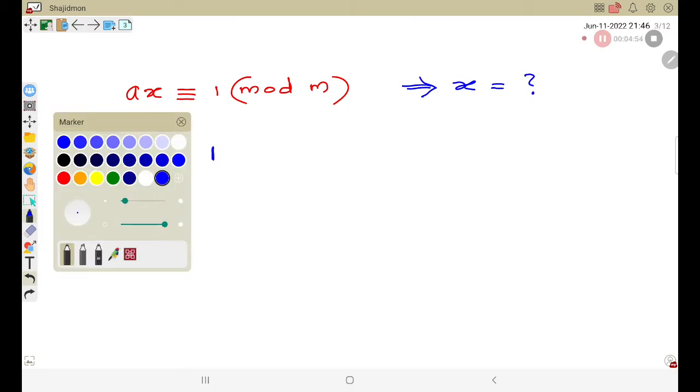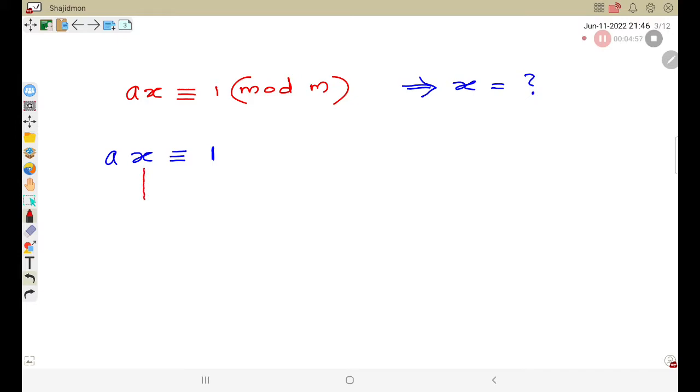So this number, the x number, we are calling the inverse of the number A. We are representing it as A inverse. Okay, the inverse of the number A under modulo M. So we call the x number by another name, A inverse, because A multiplied by A inverse, a number and its inverse, is congruent to 1 under mod M.